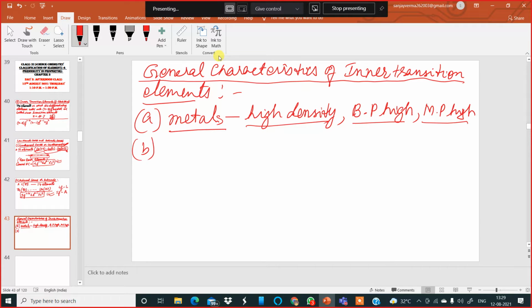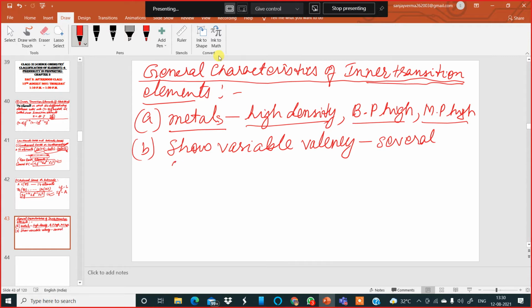After this, the second characteristic: these inner transition elements also show variable valency. They show variable valency, and thus they exhibit several oxidation states. This is the second general characteristic of inner transition elements or the F block elements.